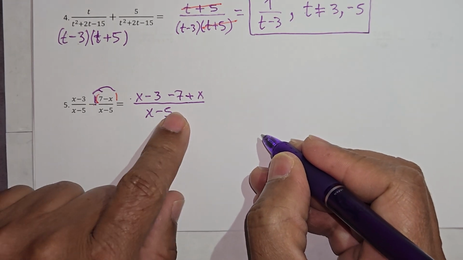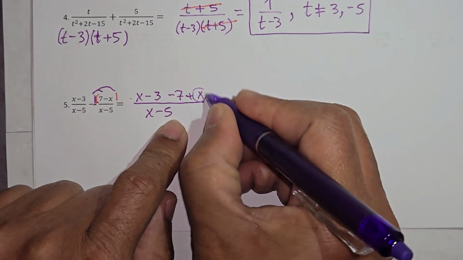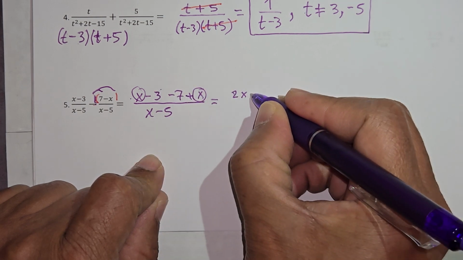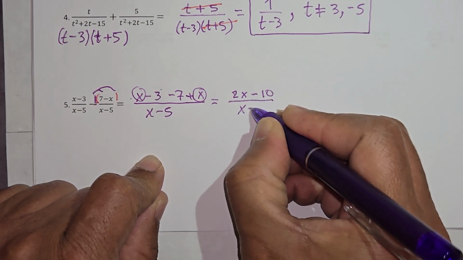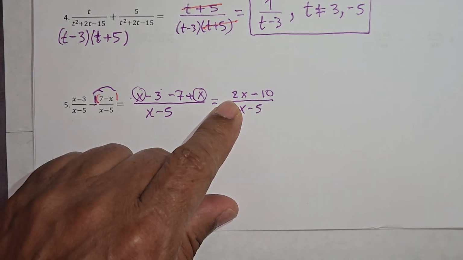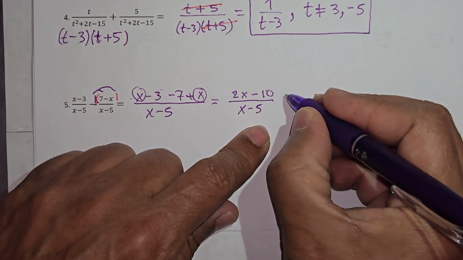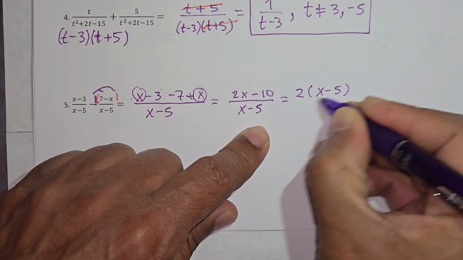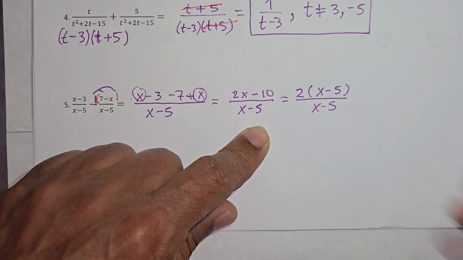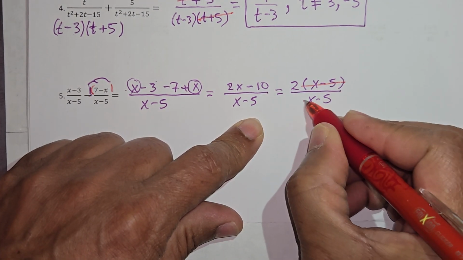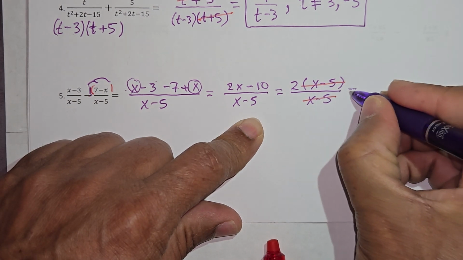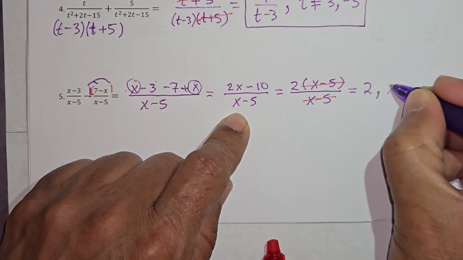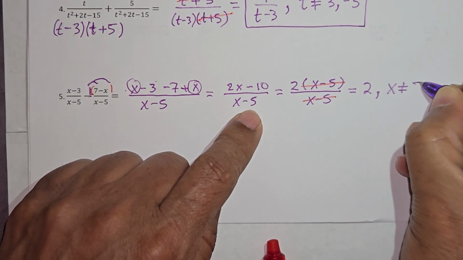And now let's combine like terms in the numerator. This x and this x combine to positive 2x, and negative 3 and negative 7 combine to negative 10 over x minus 5. But there's a GCF, because 2 goes into 10 evenly, so I'm going to factor out a GCF of 2. So this becomes 2 times x minus 5 over x minus 5. Notice again, we can cross these two out. So in the end, all we have left is 2. But since we have a variable in the denominator, we have to restrict that value for x. And that value is that x cannot be equal to positive 5.